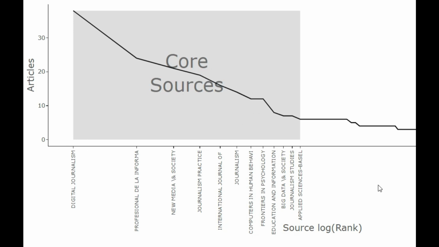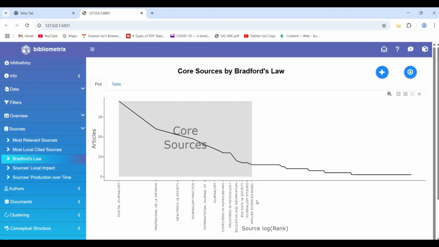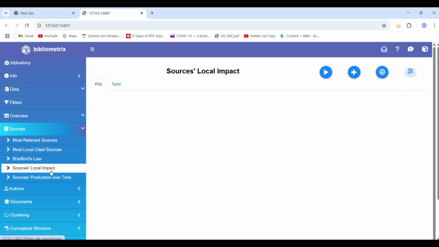So on the x-axis we have the source log rank, and here the number of articles. So the most productive one is on the left, which has about 38 documents. And we have another one here. As you can see here, Applied Sciences Basel, 6 documents. So that's an important area, or it also helps people identify where to publish and what to read, or it helps libraries prioritize journal subscriptions, etc. Let's come on to sources local impact.